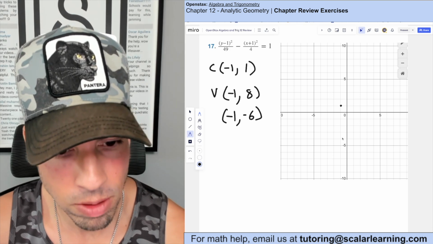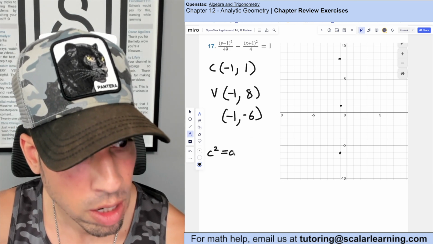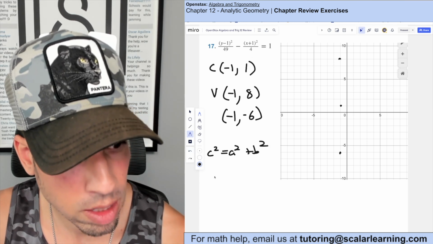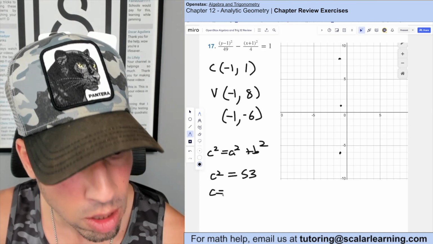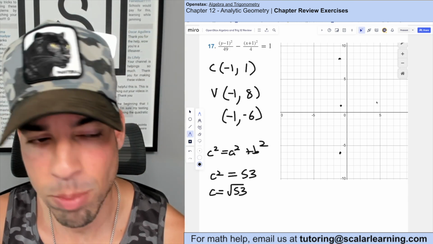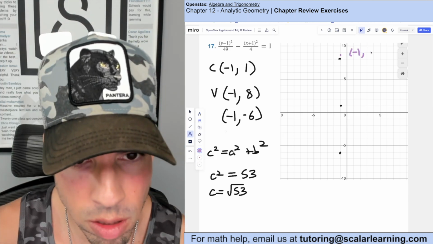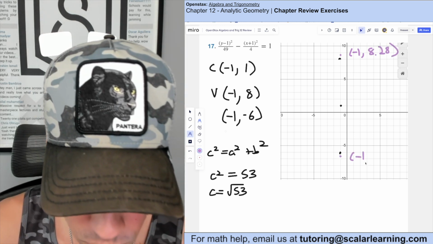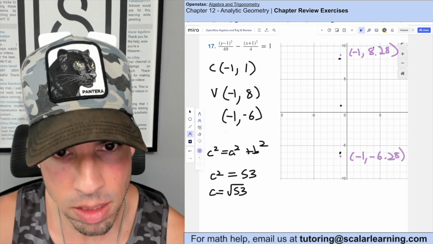Now to get the foci, we're going to use our equation c squared equals a squared plus b squared, and that's this value plus this value. That's going to be 49 plus 4, which is 53. So c equals the square root of 53, which is approximately 7.28, right? So we're going to have a foci at -1, 8.28, again approximately, and another foci at -1, -6.28, right? Because that's going to be 1 minus 7.28.